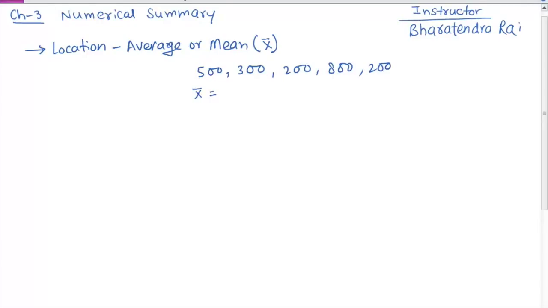So we have 1, 2, 3, 4, 5. If you add, you get 2000, and divide that by 5. So your average is 400 minutes. If your data is in minutes, this will be 400 minutes. One good thing about average is that it is based on each and every data point. It includes in its calculation every data point.